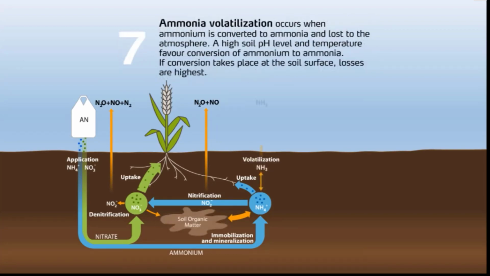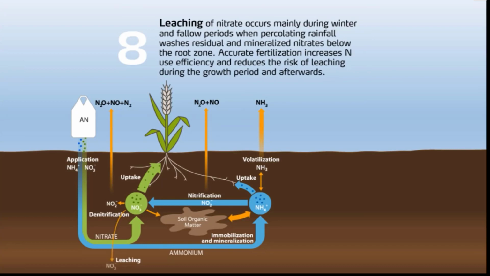Ammonia volatilization occurs when ammonium is converted to ammonia and lost to the atmosphere. A high soil pH level and temperature favor conversion of ammonium to ammonia. If conversion takes place at the soil's surface, losses are highest. Leaching of nitrate occurs mainly during winter and fallow periods, when percolating rainfall washes residual and mineralized nitrates below the root zone. Accurate fertilization increases nitrogen use efficiency and reduces the risk of leaching during the growth period and afterwards.